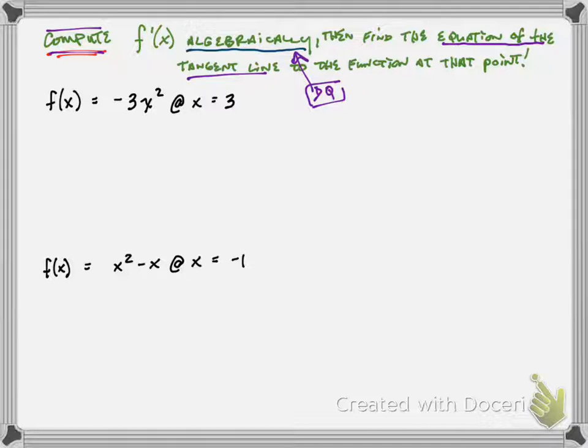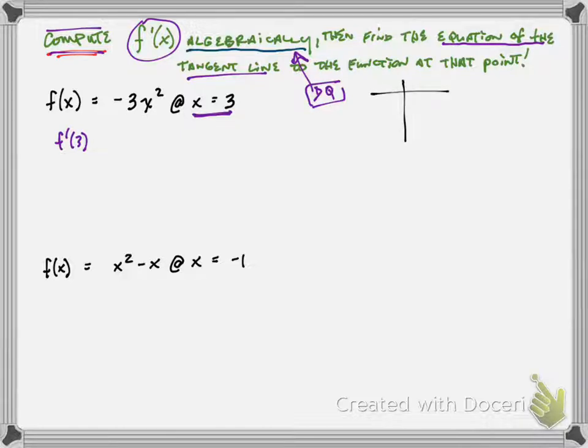So let's start by finding f prime of 3. After all, that's the goal. It says compute f prime of x algebraically if f of x, the original function, is negative 3x squared at x is equal to 3. Now, it is helpful, I think, to sketch this. I may not sketch every single one of these for the sake of time.